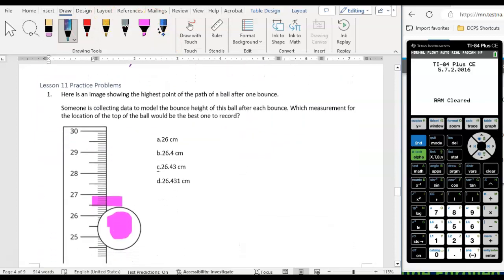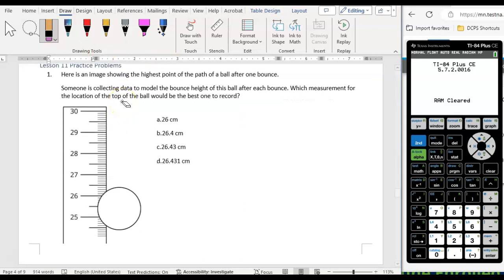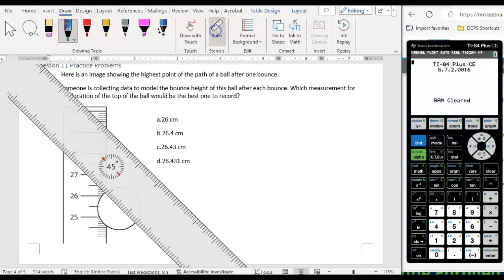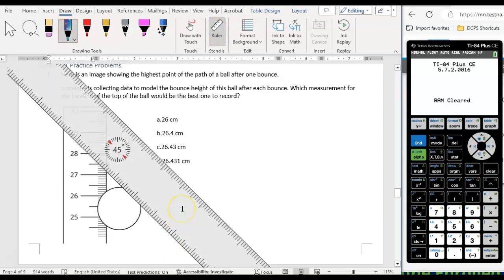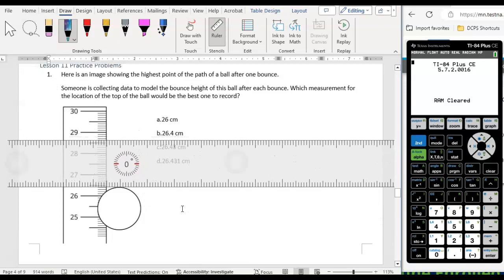All right, let's look at lesson 11 practice problems. Oh, excuse my earlier markings here. All right, so this is showing someone who's measuring a ball that is bouncing and it's come back up. And then it is now, let's go ahead and use this ruler here, it is now at this height. And it says it wants to measure the top of the ball. And so this would be the top of the ball here.